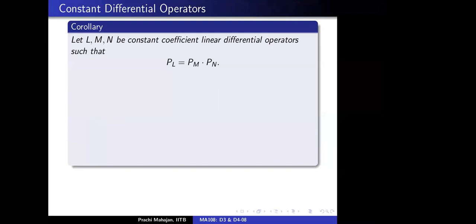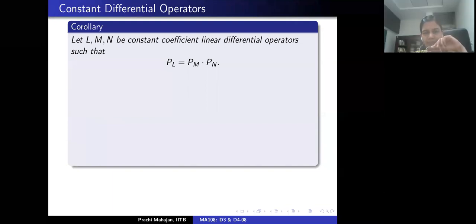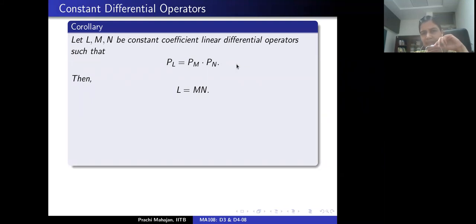What do I have here? We have three constant coefficient linear differential operators. Suppose that the characteristic polynomial associated to the operator L, which is P_L, is the same as the one obtained by taking the product of the characteristic polynomial associated to M and the characteristic polynomial associated to N. Now, what does it mean? The right-hand side is exactly the polynomial associated to the operator M times N, right? That's what we discussed. So by part one of the theorem that we just discussed, this is saying that the operator L is the same as the operator M times N, correct?